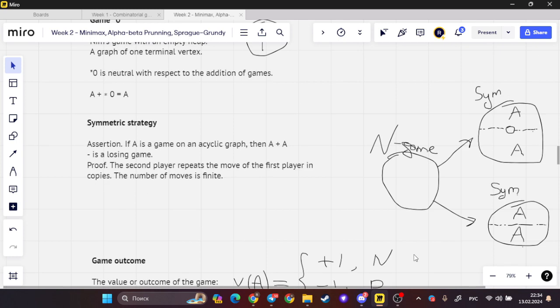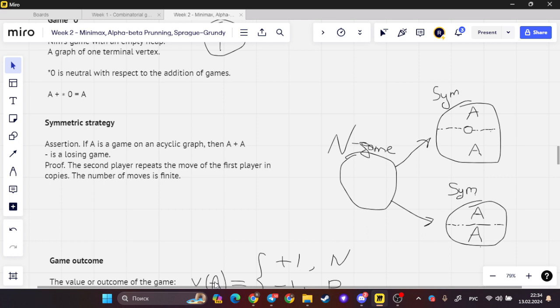So okay, consider the symmetric strategy that we have already considered. We'll consider only acyclic graphs, and notice if we consider a game, a game, A plus A game.